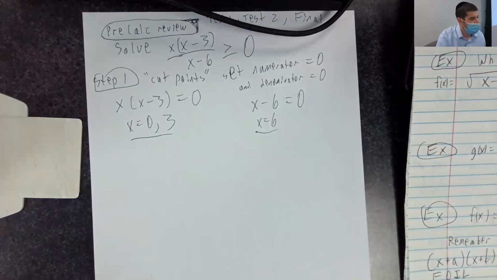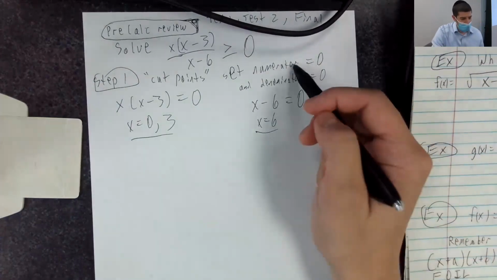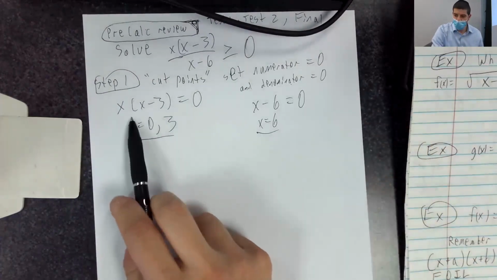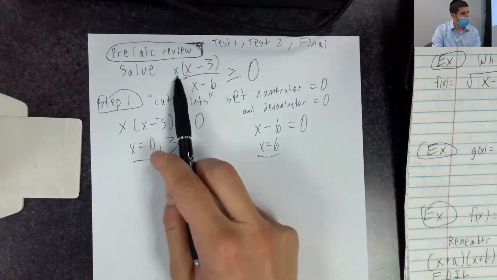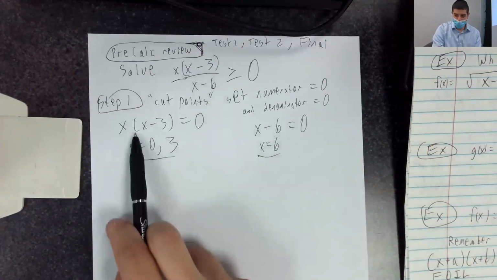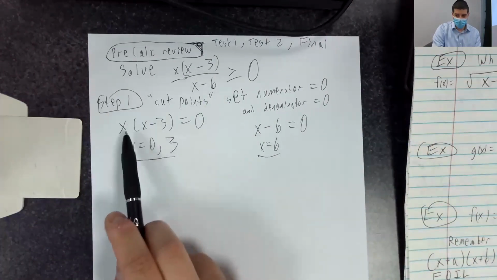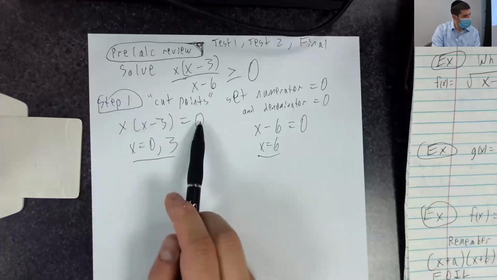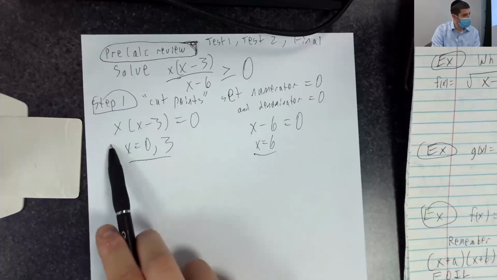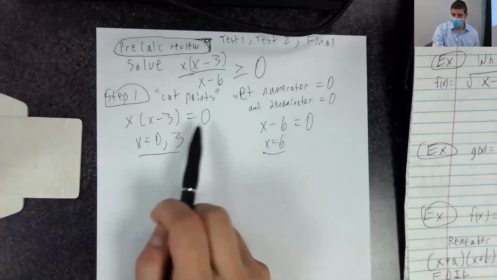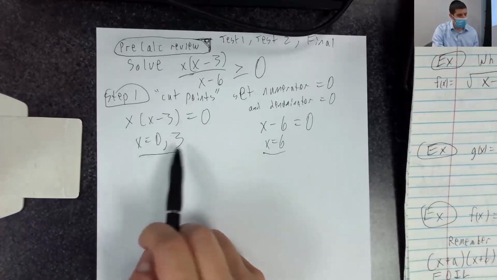Question. Why is the first one 0? Oh, this one? That's the numerator. You have to set the numerator equal to 0. When you have multiplication, in order for this to be 0, either x is 0 will make it 0, or x minus 3 is 0 will make it 0. Whenever you have multiplication like that being equal to 0, either one could be 0. So you have x times x minus 3 equal to 0. In algebra, we know 0 and 3.